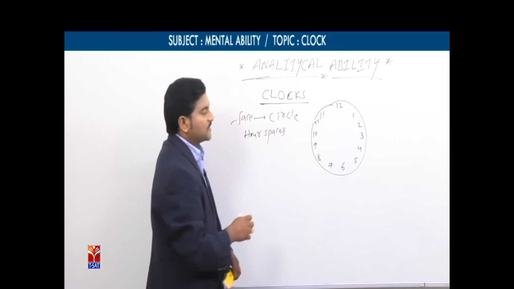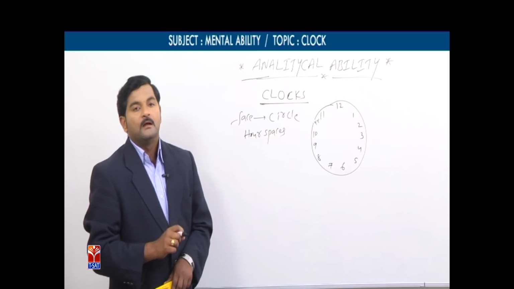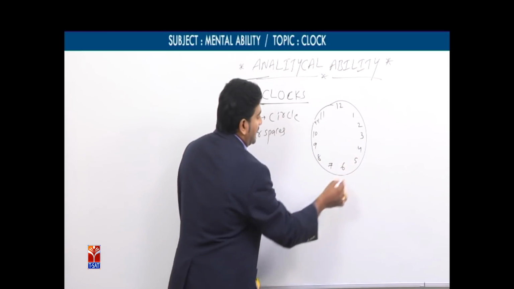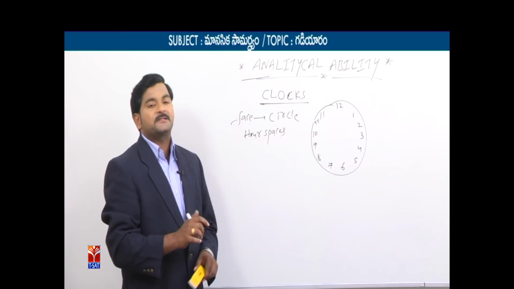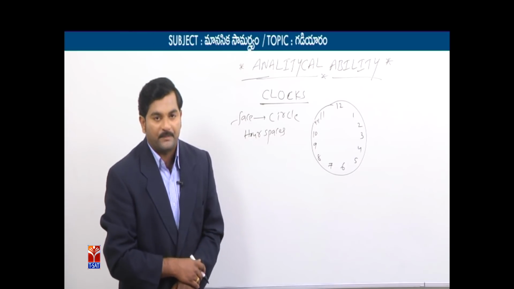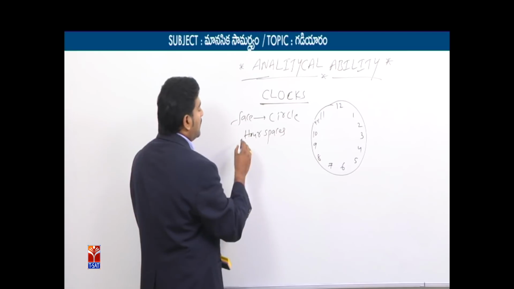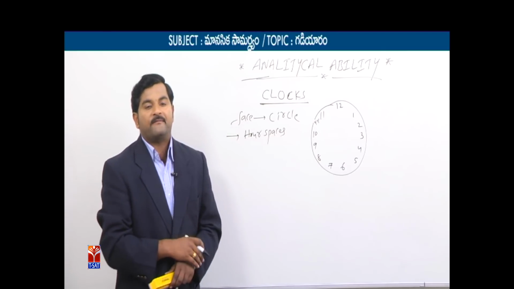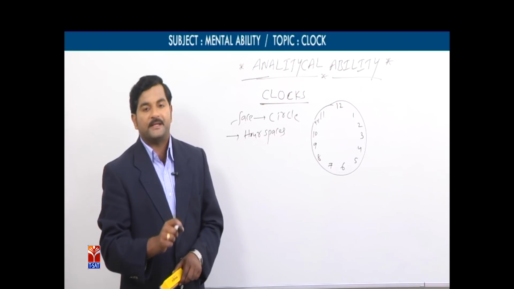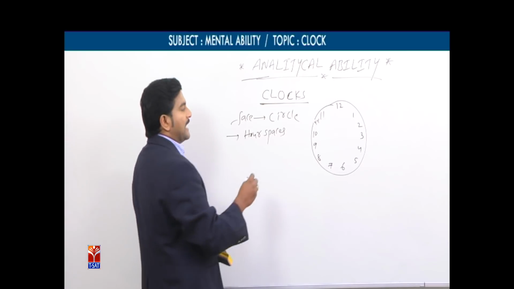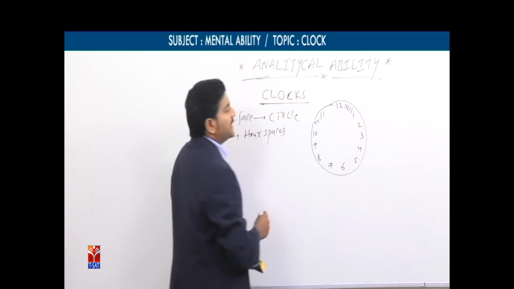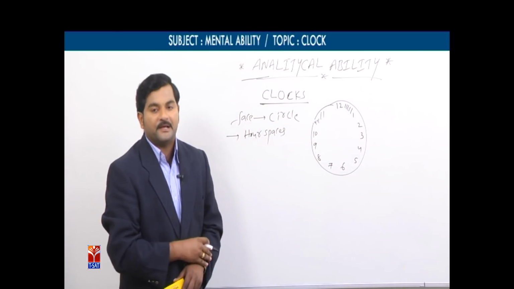I need to stress this point once again. The dial or the face of the clock is in the shape of the circle. This circle is divided into 12 big equal parts. All these 12 parts are called hour spaces. So what does it mean? Here the clock is having 12 hour spaces, and we are already aware each hour space is again divided into 5 small equal parts.